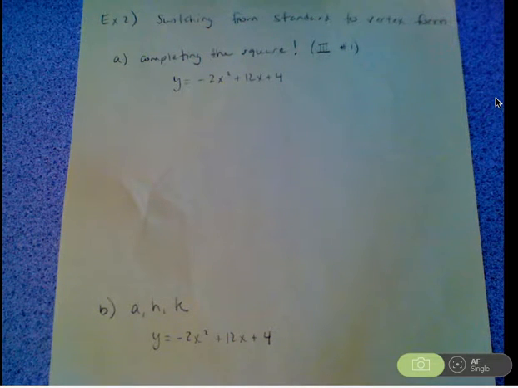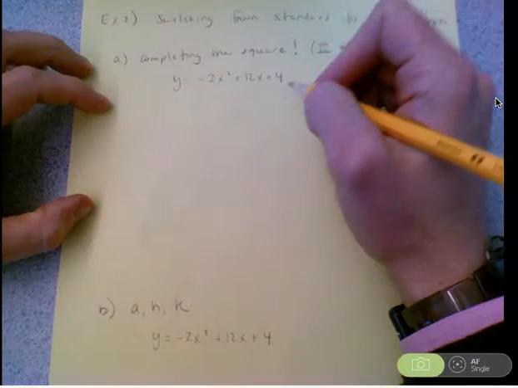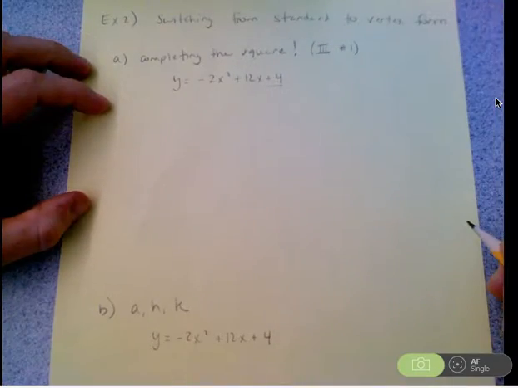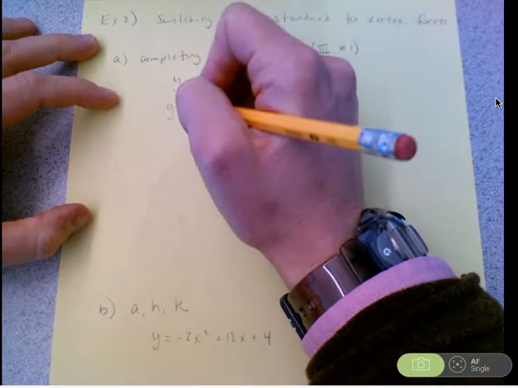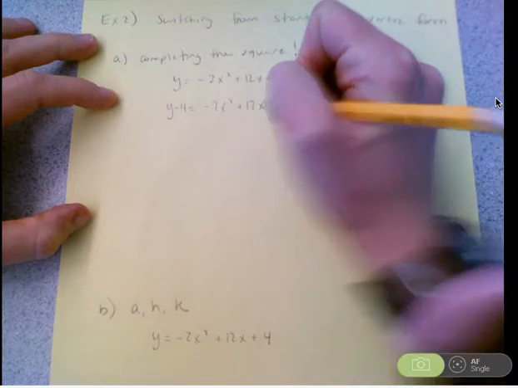The completing the square problem is in your third set of examples, example number 1 from your note sheet. The first thing we want to do is move this 4 over to the other side because it is not a perfect square on the right-hand side. So it's going to be y minus 4 equals negative 2x squared plus 12x.